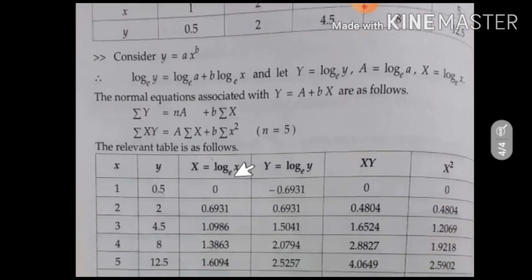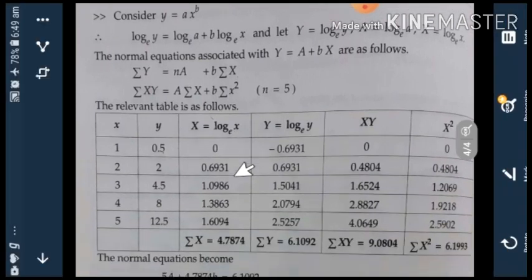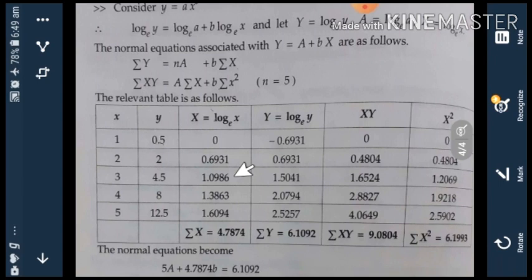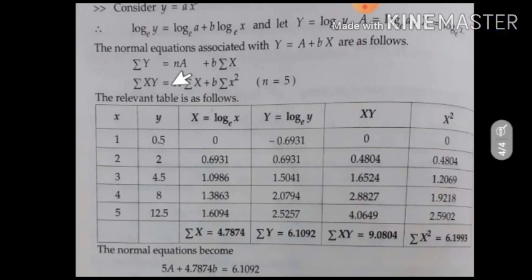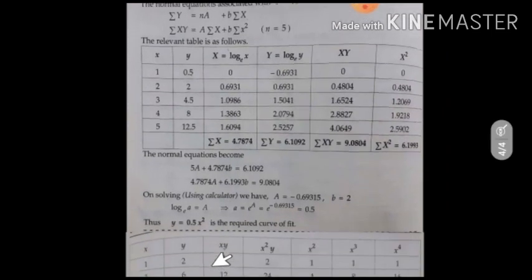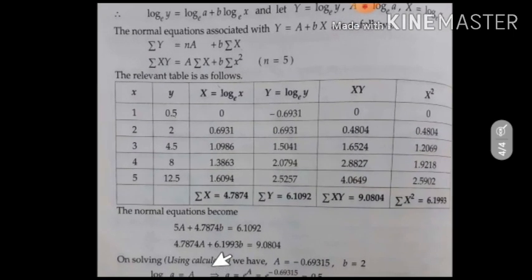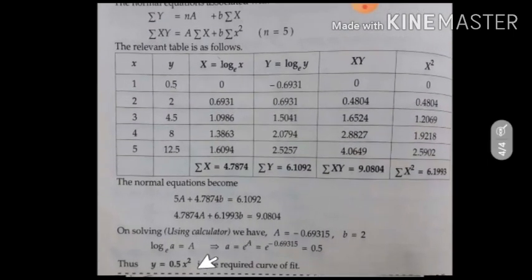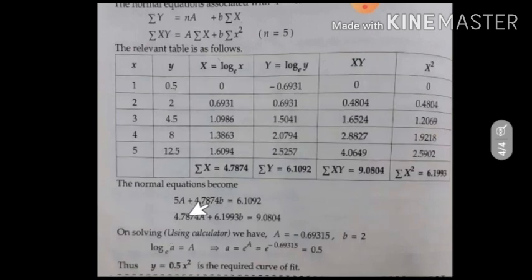So after obtaining the calculation, the summation values, substitute them in the normal equation. Summation Y is 6.1025 equals 5 into A plus b into 4.7874. Then calculate these two equations. You get capital A and small letter b value.